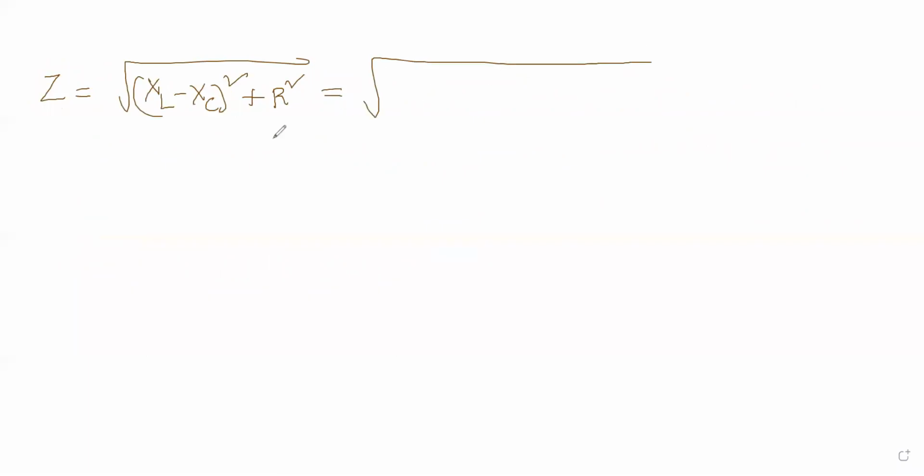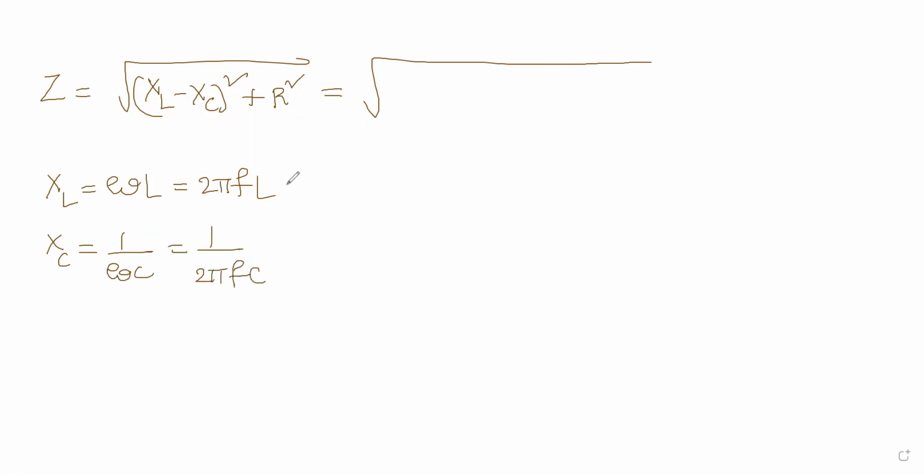Now, what is the formula of impedance? Z is equal to the square root of (XL minus XC) whole square plus R square. This is the formula of impedance. How do you find XL? XL is omega L, that is 2 pi FL, and XC is 1 by omega C, that is 1 by 2 pi FC. So this is how we calculate.